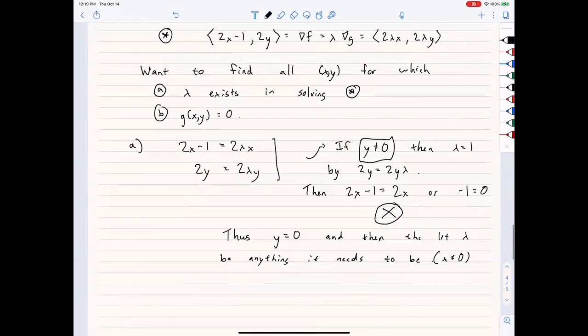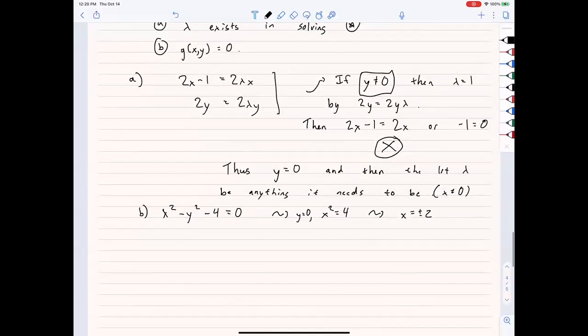But now we can say, okay, let's look at B. We want that g of x, y, which as you'll recall is x squared plus y squared minus 4, to equal 0. If y is 0, that means that x squared equals 4, which means that x is plus or minus 2. So thus, our two critical points on the circle are precisely negative 2, 0 and 2, 0.